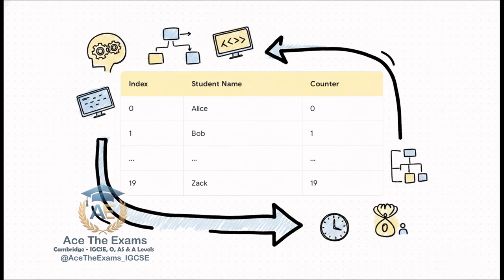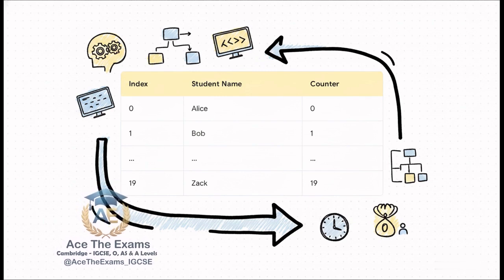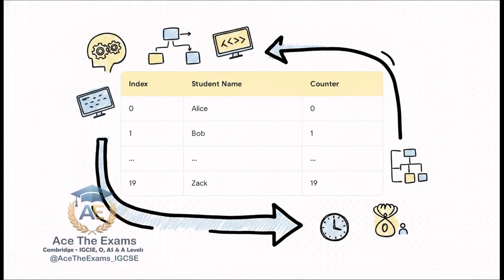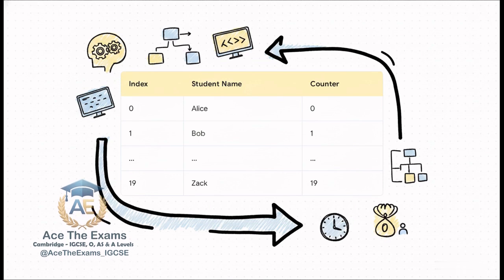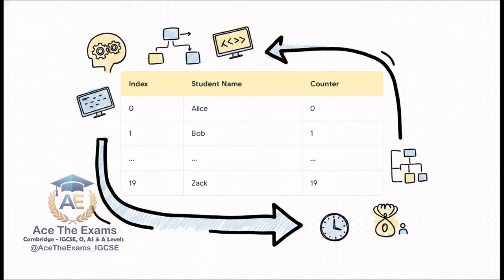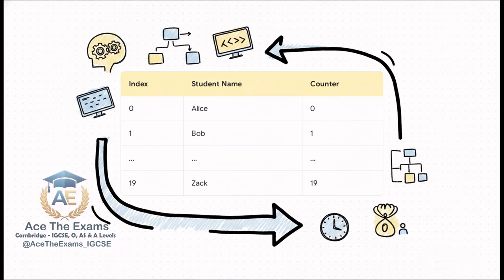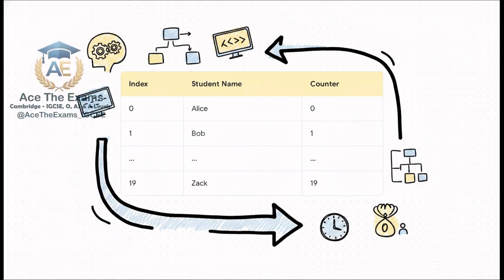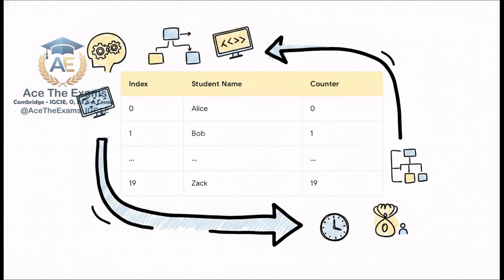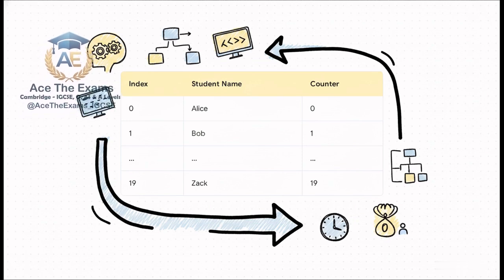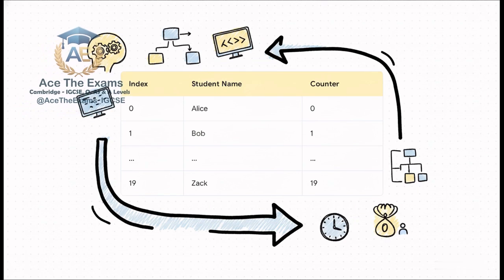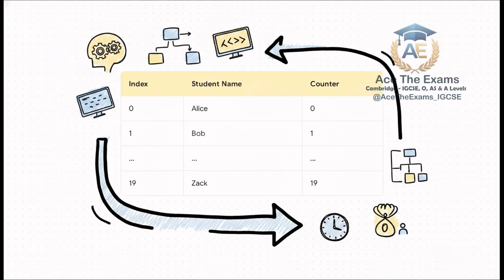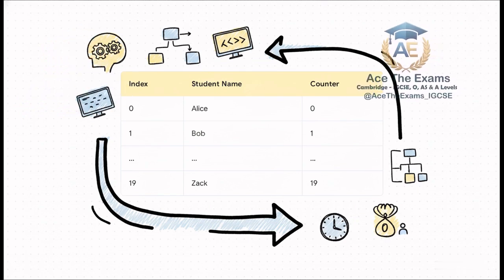Let's apply our loop concepts to a very specific Cambridge scenario. Imagine you're asked to output 20 names that have been stored in an array called student, indexed from 0 to 19. Just look at the structure here. You've got the index column running 0 to 19, then the student name column, and finally, the counter variable that basically tracks where you are in the list. Now, pay attention to this. Counting from 0 to 19 still gives you exactly 20 students. This zero indexing trap catches students out every single year, for sure.